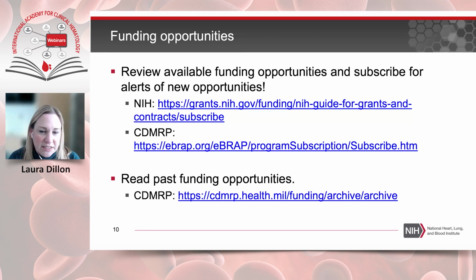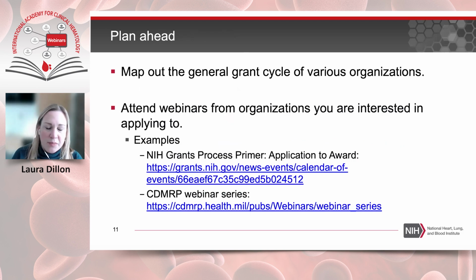It's also really helpful to read past funding opportunities as you're starting to plan to apply. You can get an idea of the types of opportunities that have been released in the past, and this can help you create a roadmap in your mind of the types of opportunities to look for when they become available again. This will also help you map out the general grant cycle of various organizations. So you can see, okay, this organization releases grants 4 times a year, and it typically starts at this time, or only once a year. So you really need to start planning well ahead. If you have an understanding of what the grant cycle is for that organization, you can start getting your preliminary data or working groups together.